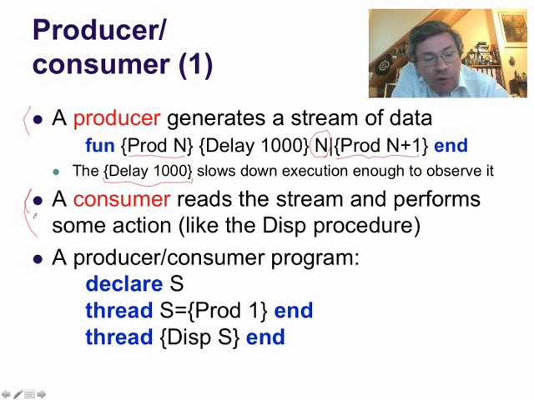So the consumer just reads the stream and does something. For example, we're just going to use the disp procedure we saw before. So our complete producer-consumer program looks like this. We have one thread which is producing a stream, S equals prod 1, and another thread which is displaying it. So this is a program with two concurrent agents.